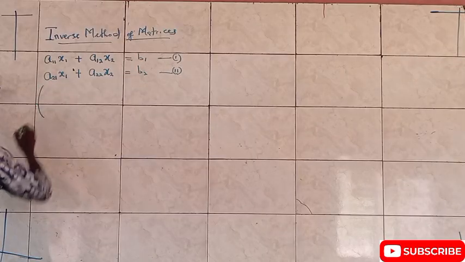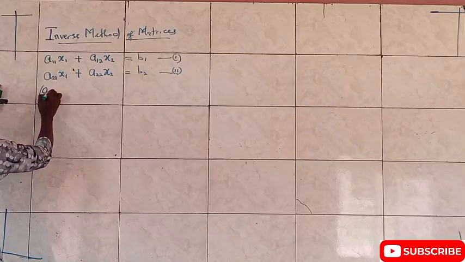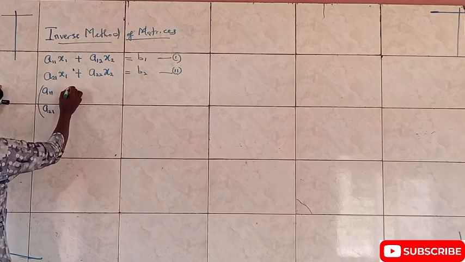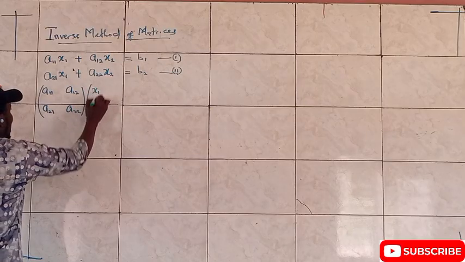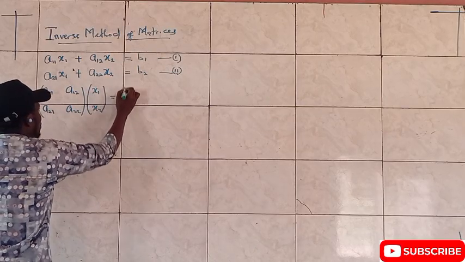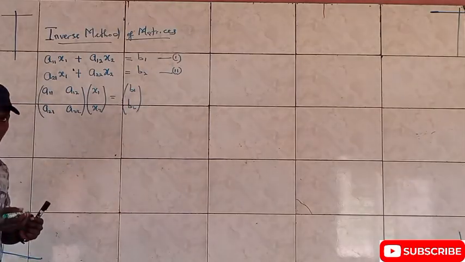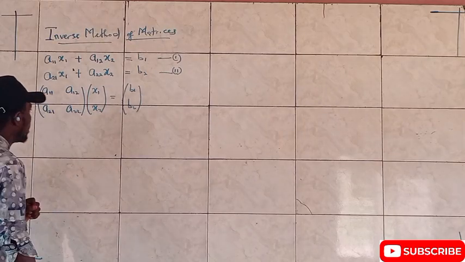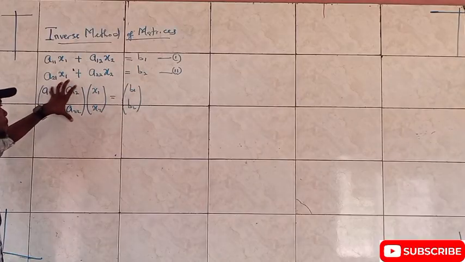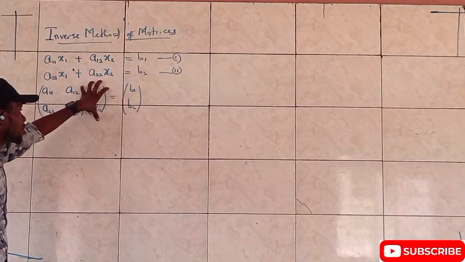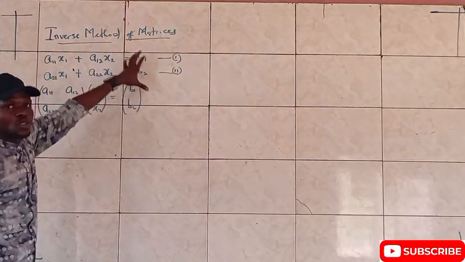So I'm going to factor out the coefficients of x1 and x2 from both equations. So I have A11, A21, A12, A22, then x1, x2, and that is equal to my constants B1 and B2. Then what do you observe? You observe something very significant here. We have been able to crop out the coefficients of x1 and x2 from both equations, and what we are looking for are our variables x1 and x2. They have our constants B1 and B2, which the equations sum up to.